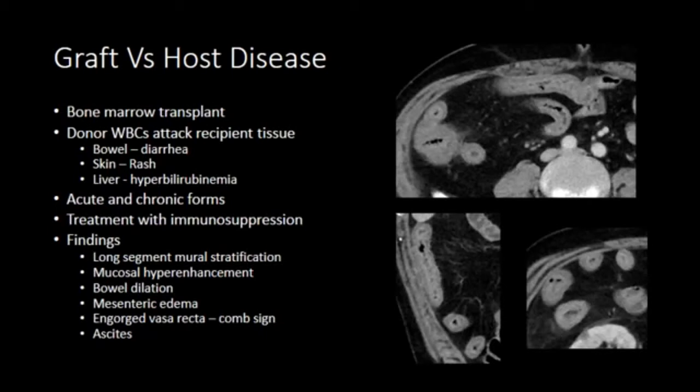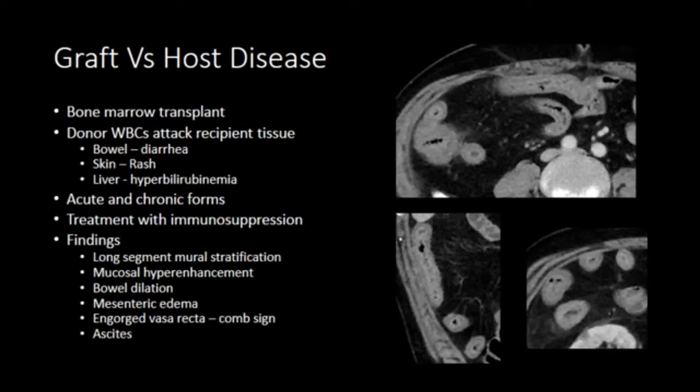Graft versus host disease is a form of small bowel inflammation that is commonly seen in tertiary and quaternary care centers that are treating patients with leukemia, amyloidosis, lymphoma, multiple myeloma, or any other condition that may require a bone marrow transplant. In graft versus host disease, the transplanted hematopoietic cells generate white blood cells that go and attack the recipient's tissue. The tissues that are most commonly affected are the bowel, the skin, and the liver.